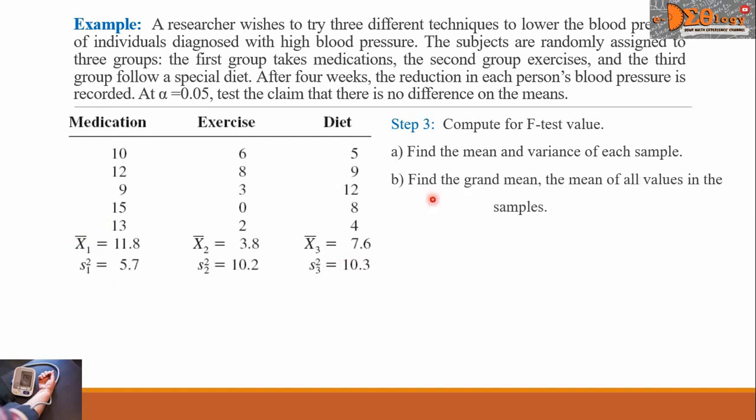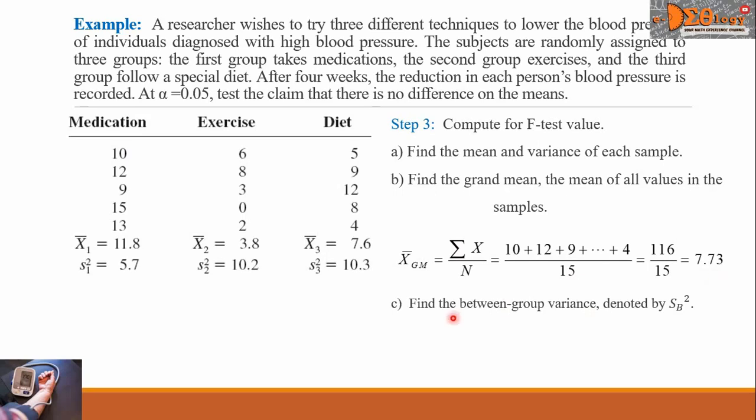Now for step B, find the grand mean. This is the mean of all values in the samples. The formula is x bar sub gm is equal to the summation of capital X all over capital N. So what we're going to do is add all these raw data from the first up to the last number and divide by the total number of samples. And the value is 116 over 15, and this is equal to 7.73.